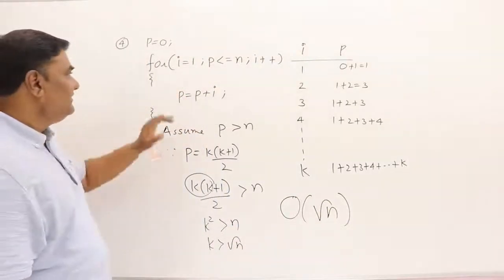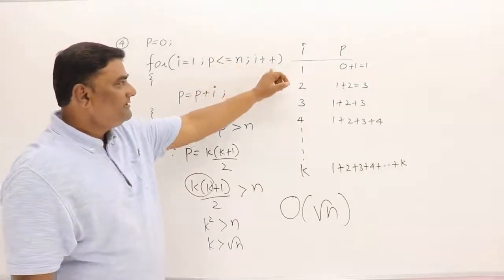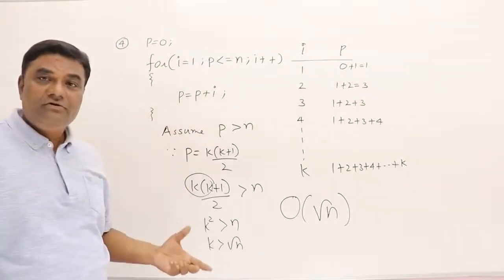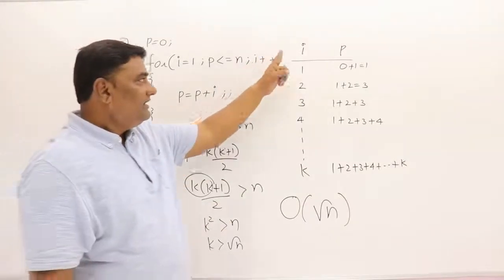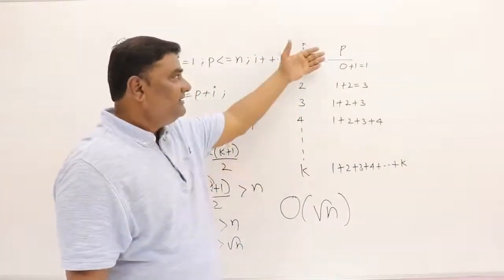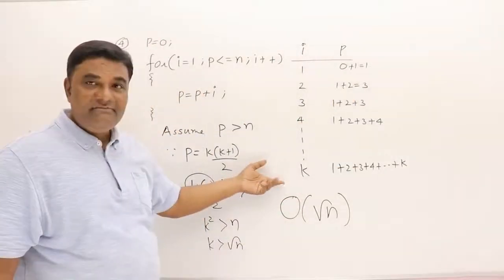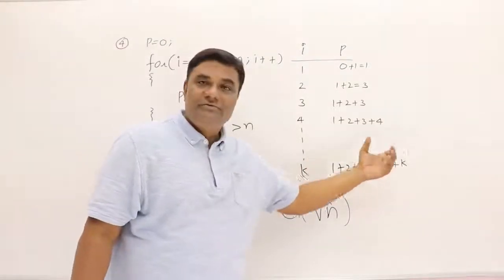Let me show you quickly. I assign 1. p is less than or equal to n, i plus plus. This is not i less than or equal to n, so we don't know how many times it is repeating. i is here, p is here. The i values are incrementing and every time i is added to p. So we don't know how many times. So let us say k times, and this will be 1 plus 2 plus up to k.